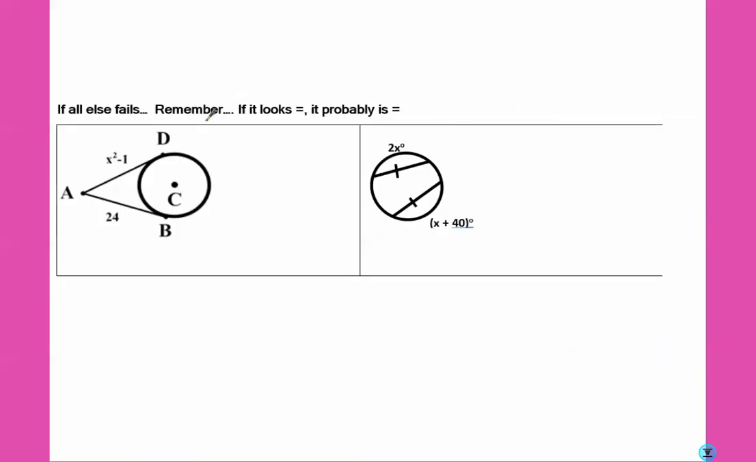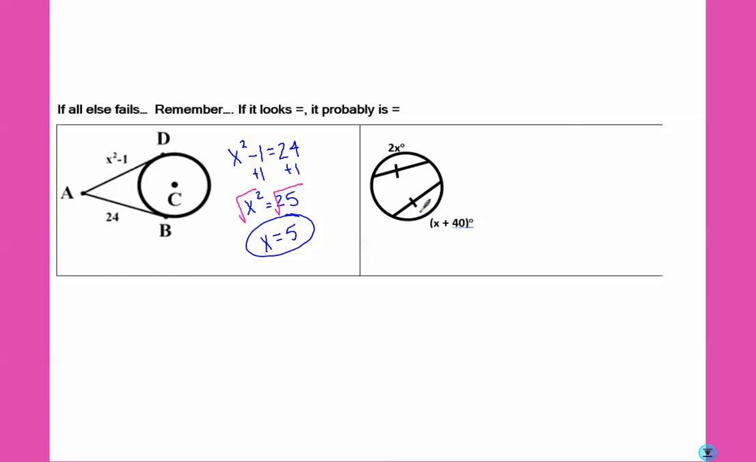If all else fails, if it looks equal, it probably is equal. So this piece is equal to this piece. So we can solve. To solve, we're going to add 1 to both sides. X squared equals 25. Square root both sides. We get that x equals 5.